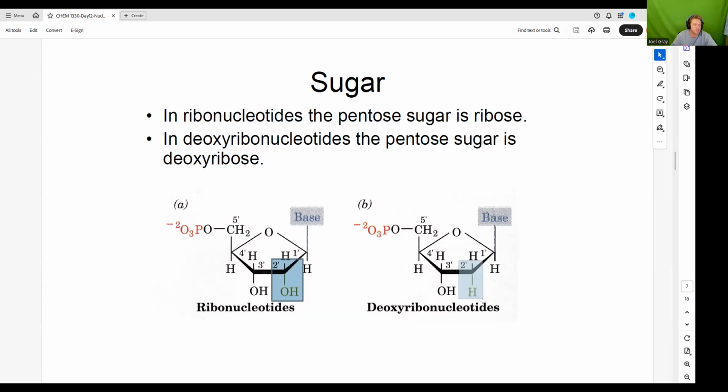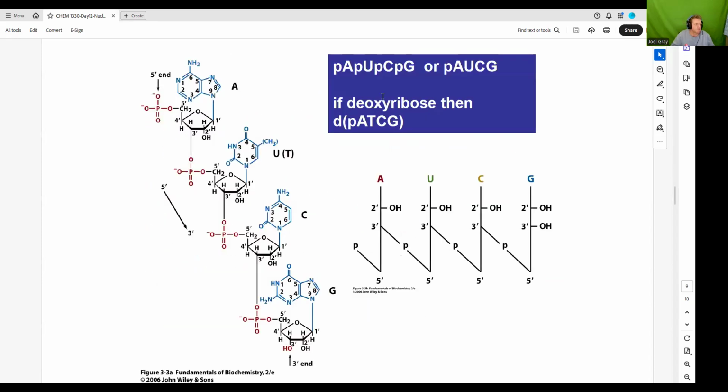Deoxyribonucleotides are that molecule without that OH group. A ribonucleotide has that OH group. Hence why we say deoxy, because we lost an oxygen. That's the only difference between the sugars found in DNA and RNA molecules. If we go through here, there's this annotation that I wanted you guys to know about.